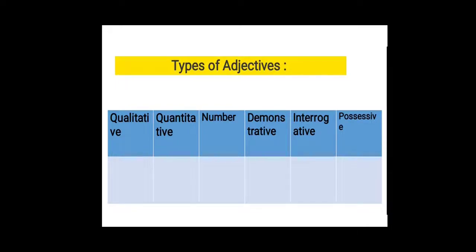And we also learned the names of the different types of adjectives, which are qualitative, quantitative, number, demonstrative, interrogative, and possessive adjectives. And students, out of the 6 types of adjectives, we have already discussed the qualitative and quantitative adjectives. And today we are going to make a detailed discussion on the next 2 types of adjectives. So now let me proceed with it.